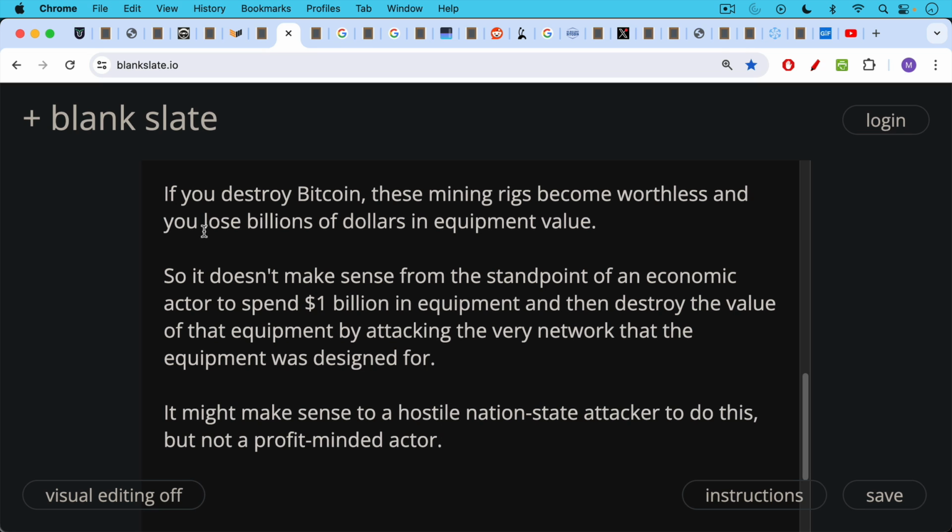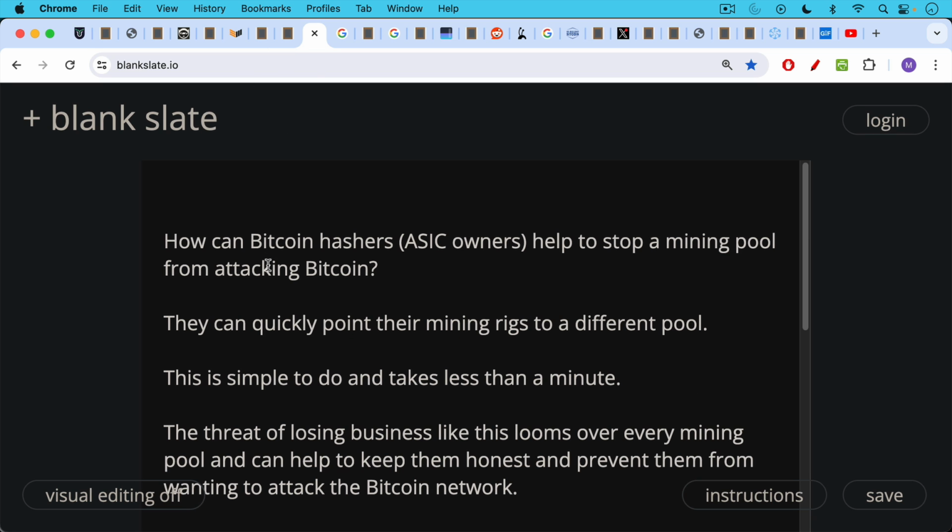It might make sense to a hostile nation state attacker to do this, to do a 51% attack, but not a profit-minded investor or actor. So how can Bitcoin hashers, ASIC owners, help to stop a mining pool from attacking Bitcoin if it becomes too large and decides to do a 51% attack?